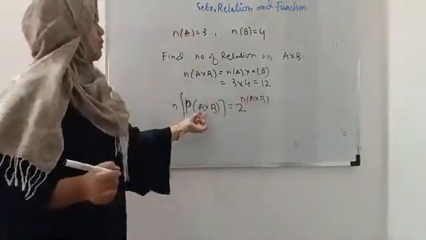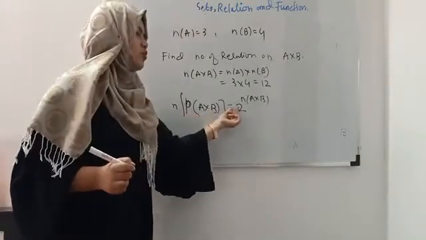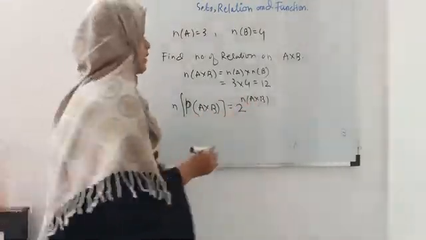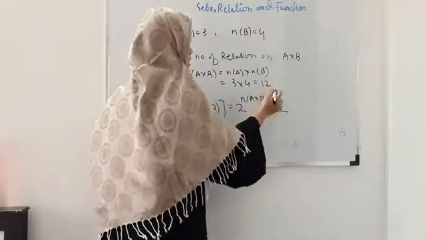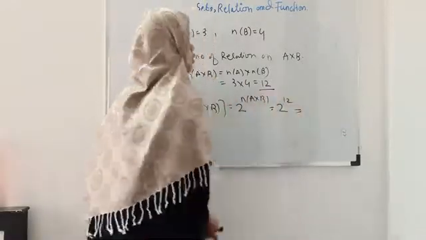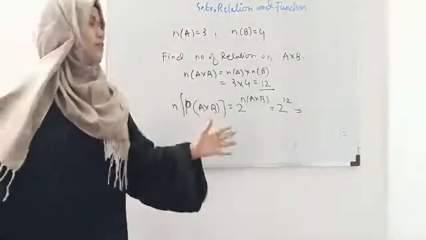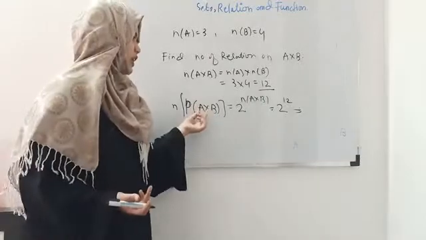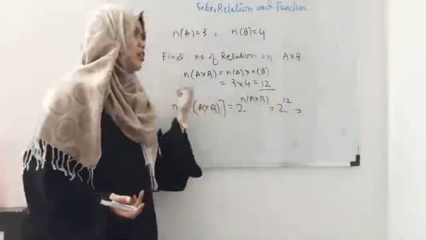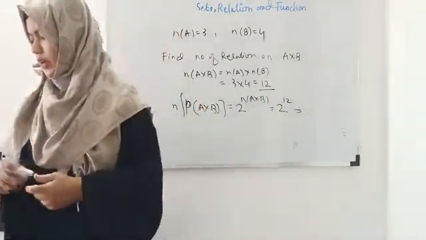The number of subsets in A cross B will be equal to 2 raised to the number of elements in A cross B, which is equal to how much? It is 12. So 2 raised to 12 will be the total subsets of A cross B, and total subsets means total relations. So there will be 2 raised to 12 relations on A cross B. Okay.